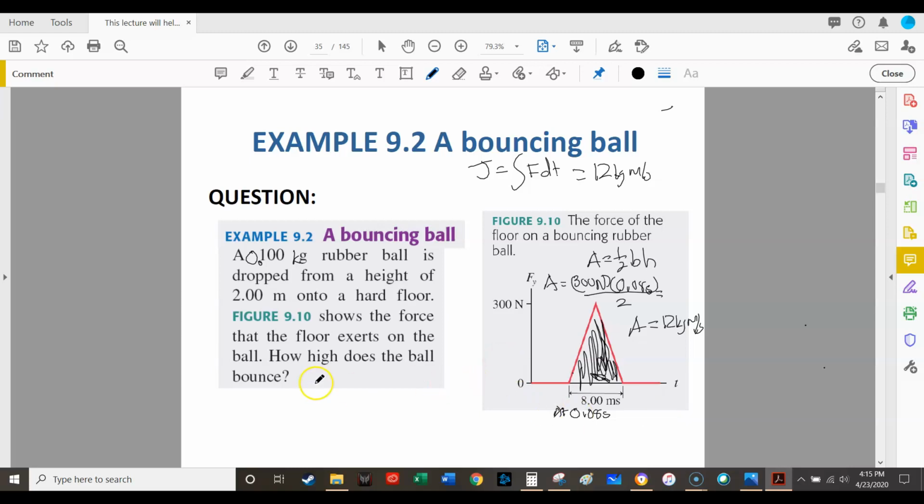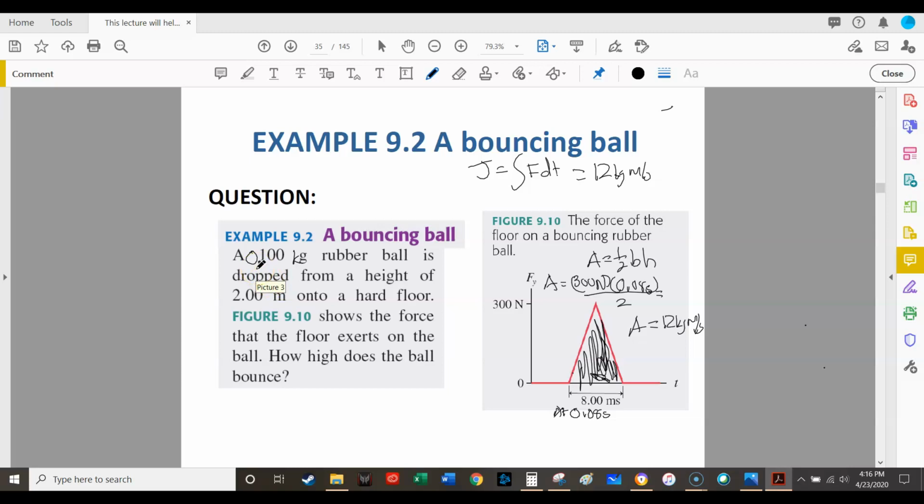So far we could adjust what we're given now. We have an impulse of 12 kilogram meter per second. We have a ball mass of 0.1 kilograms, and it starts from a height of 2 meters up. And they're asking how high does the ball bounce?